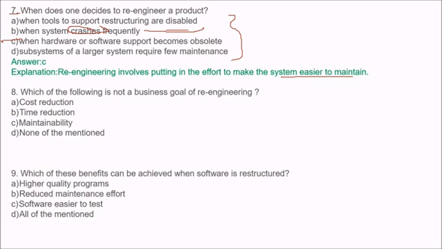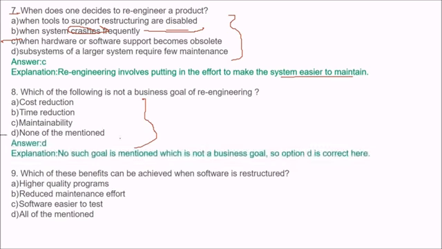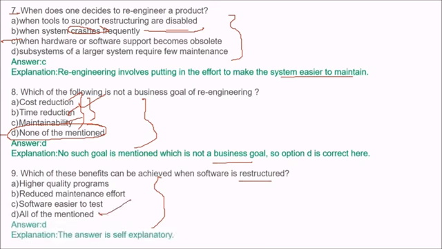Which of the following is not a business goal of re-engineering? The answer is none of the mentioned, because no such goal is mentioned which is not a business goal. Cost reduction, time reduction, maintainability, all of these are business goals. Which of these benefits can be achieved when software is restructured? The answer is all options. You want higher quality programs, you want reduced maintenance effort, you want software to be easier to test. So these three are true for you.